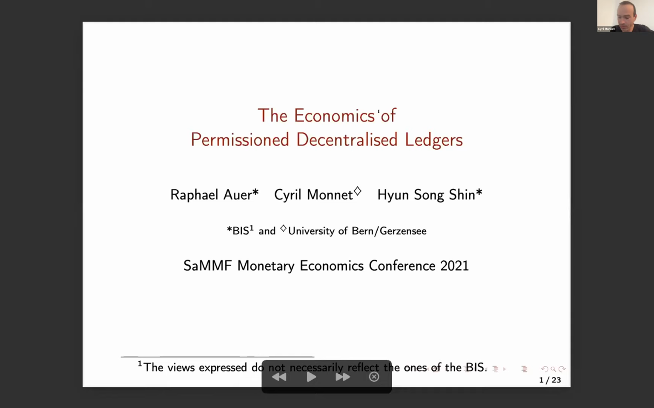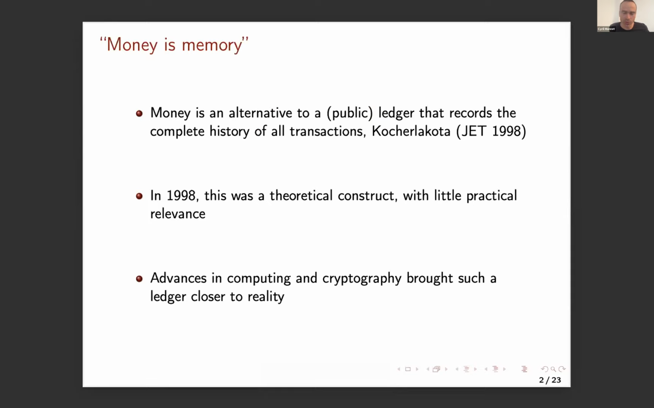As you all know, I don't have to spend a lot of time on that. Since Kocherlakota 98, we know that money is memory. When Narayana came up with this paper, among central banks, people were saying, yeah, money is memory, so what? It was a nice theoretical contribution, but with little practical relevance. But since 98, there's been a lot of technological progress in computing and cryptography, and the ledger that Narayana had in mind is coming closer to reality.